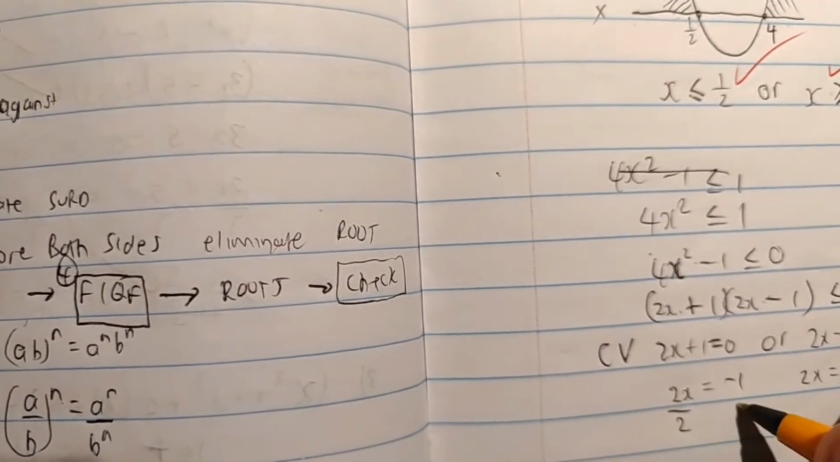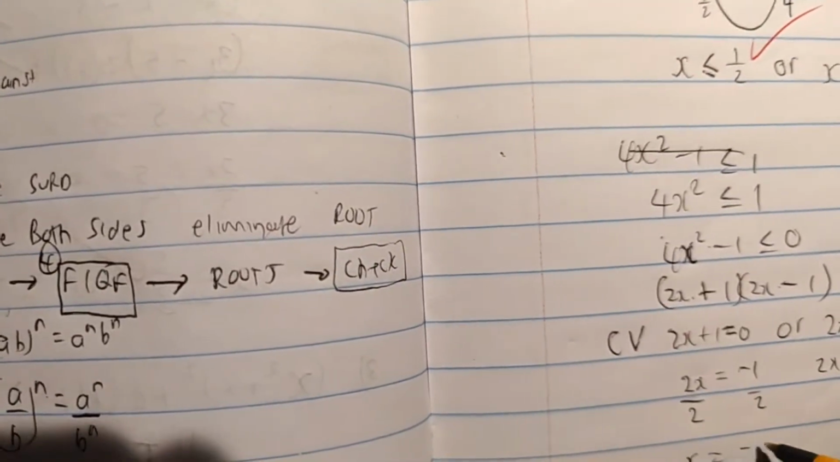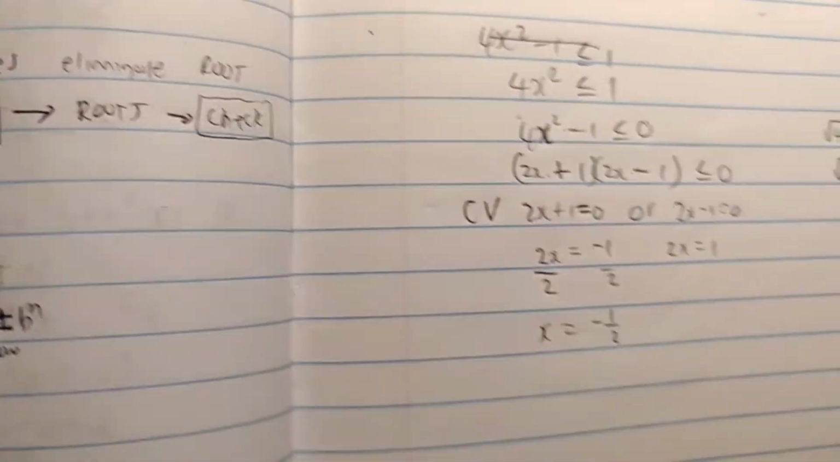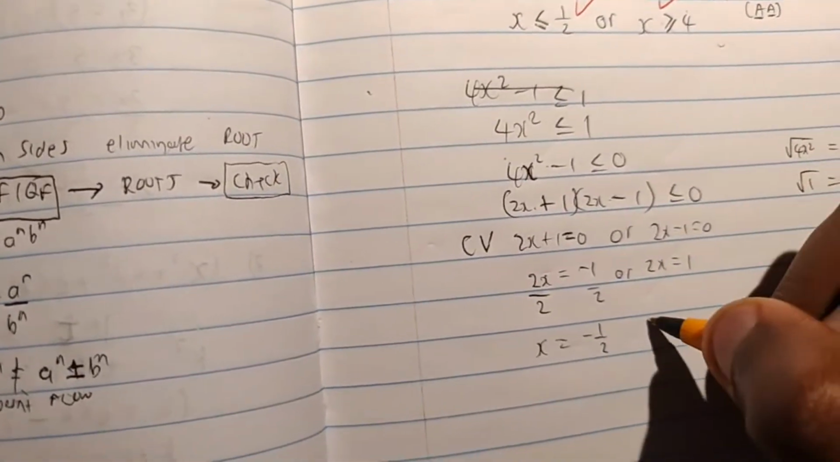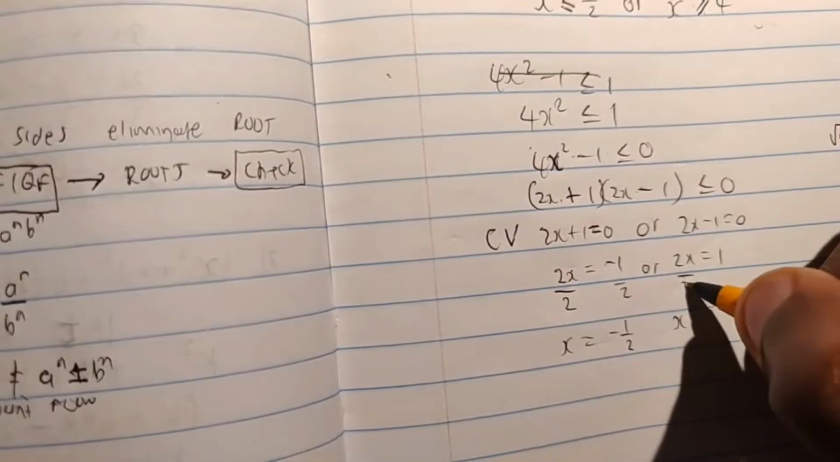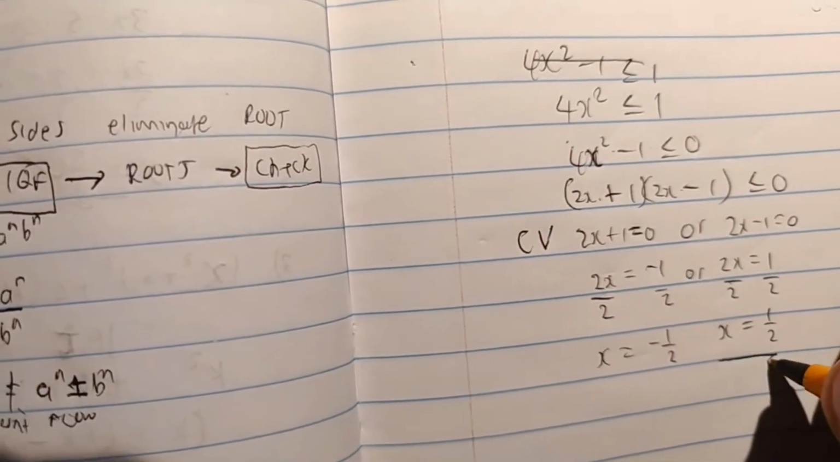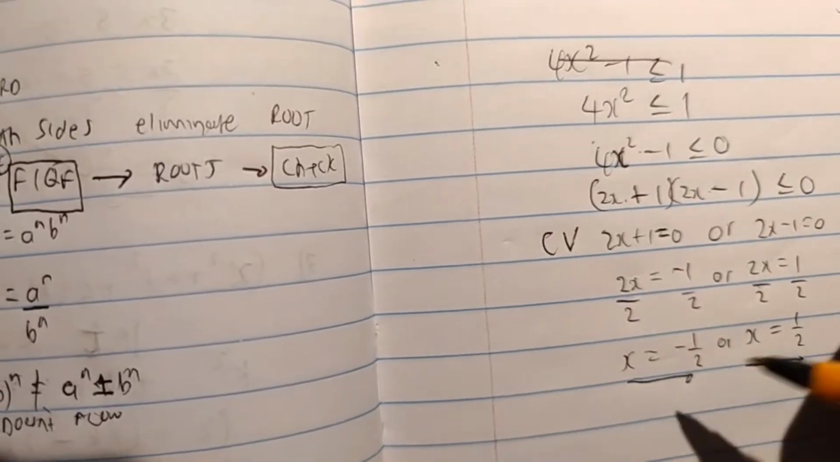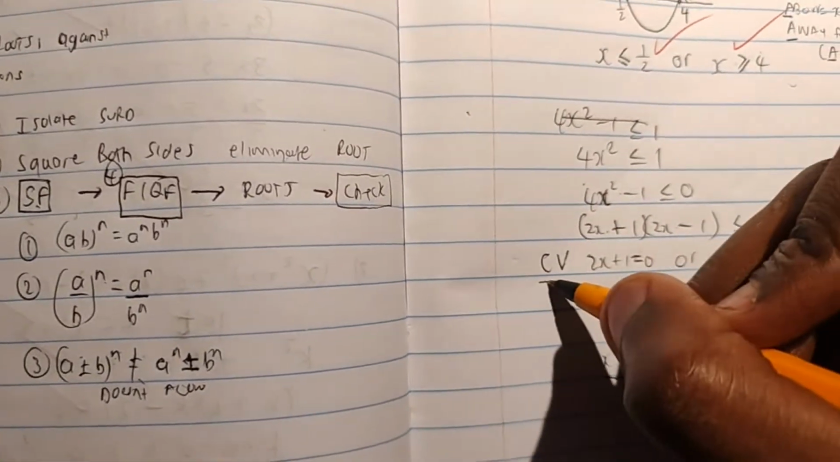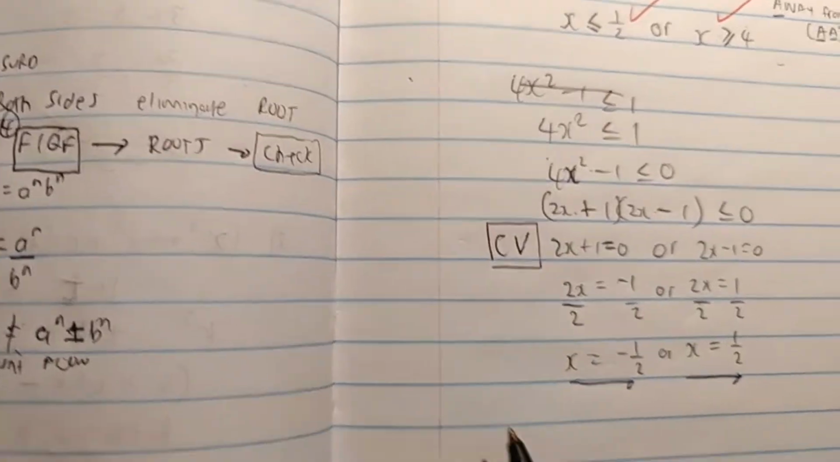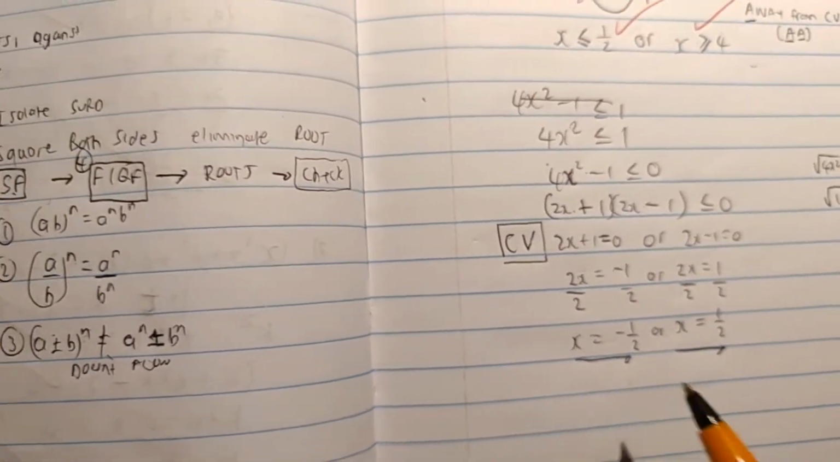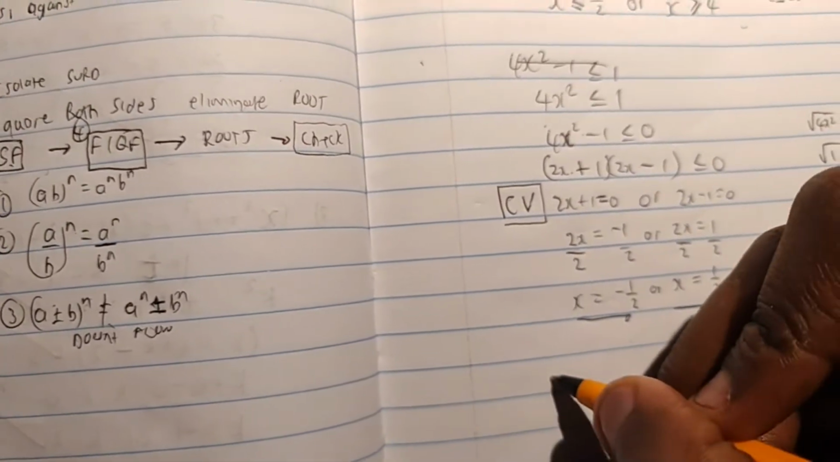We divide both sides by 2, we get x is equal to negative half. That's our first critical value. Then our second one, divide by 2 both sides, we get x is equal to a half. These are not the solutions, these are just the critical values. So we write CV. Okay. Now these are the critical values.